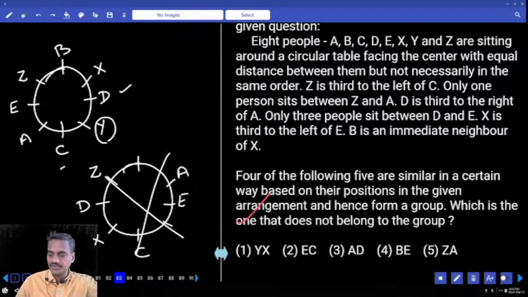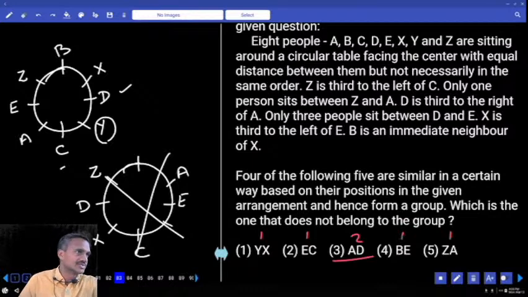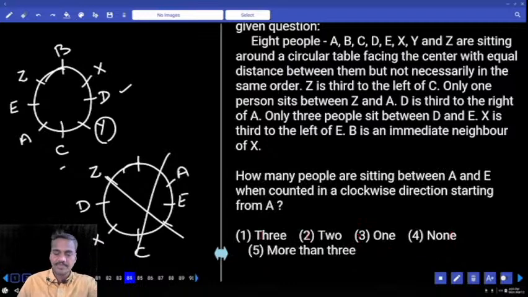Then 83, four out of the following means odd one out. X and Y, there is one person. Now between E and C, there is exactly one person. And A and D, there are 2 persons. B and E, there is one person. And again Z and A, there is one person. Except choice 3. And in the remaining pairs, there is exactly one person, 83.